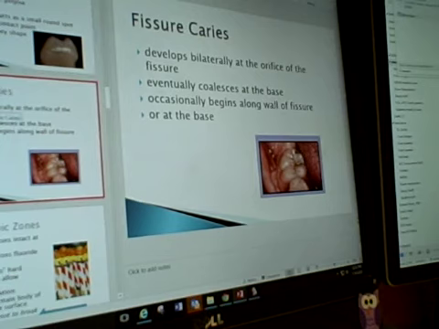As far as fissure caries, it develops at the bottom of the fissure, and it eventually coalesces at the base of the fissure, and it will become a cavity at the base of the fissure. Remember, we do pit and fissure sealants to protect that top area so that the bacteria does not get down in there and start coalescing and coming together and multiplying at the bottom of that fissure.